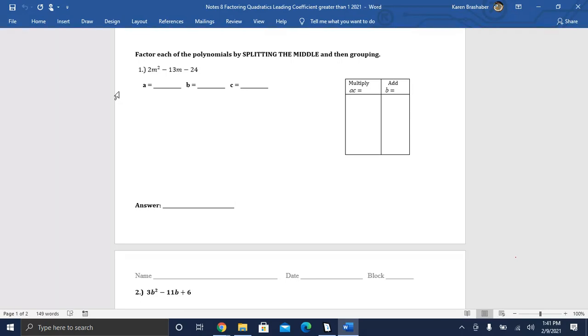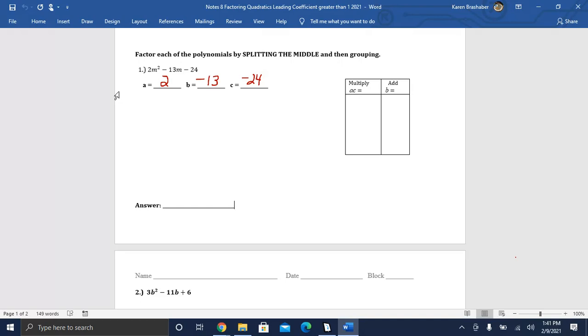So a is the number in front of the m squared. That will be a 2 this time. B is negative 13. That's the number in front of the m. And C, the number without a variable, that's the negative 24. Now, sometimes your numbers get a little bit bigger. So as you're working with this section, use a calculator if you need it. We're going to go to our table.